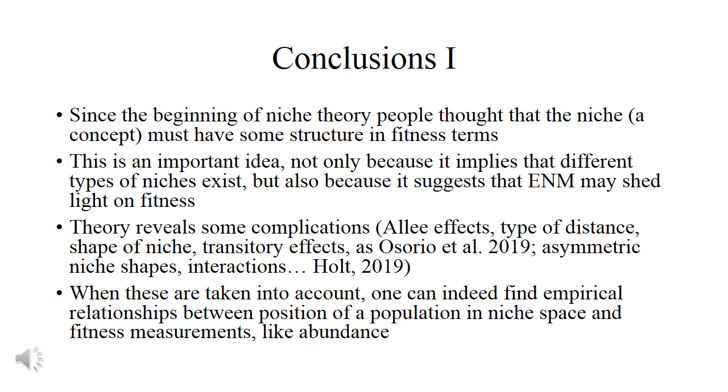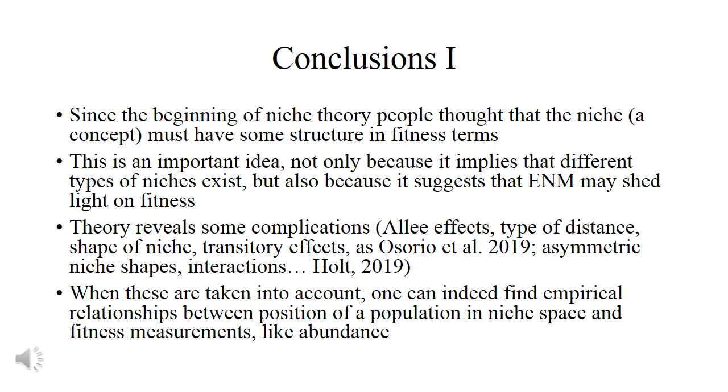And indeed, when you do some theory, immediately you see that there are complications. I described a few: Allee effects, type of distance metric, Euclidean versus Mahalanobis, the shape of the niche, ellipsoid versus convex hull, transitory effects, and all this is described in the paper by Osorio et al. in Ecography. And other complications that I didn't mention, like for instance asymmetric niche shapes and interactions, are described by another paper by Bob Holt in 2019.